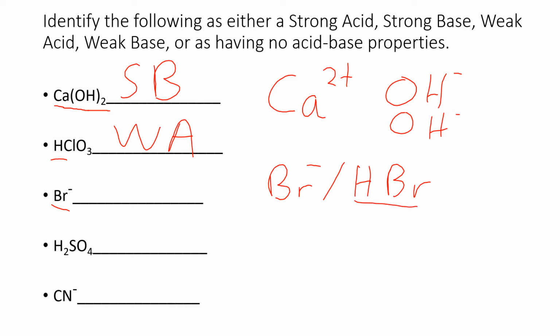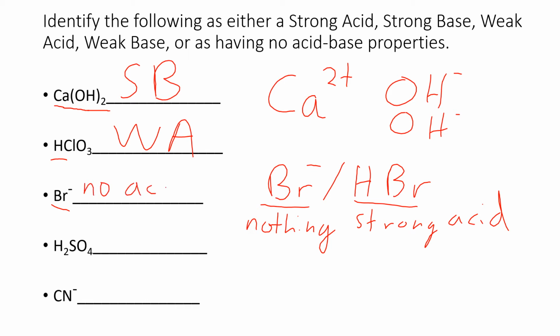So bromide ion's conjugate is HBr. What type of acid is HBr? HBr is a strong acid. So being HBr is a strong acid, the conjugate of that strong acid, which is Br minus, is not going to have any acid-base properties. The conjugate of a strong acid is nothing. So this would be no acid-base properties for bromide ion. It's not an acid or a base.